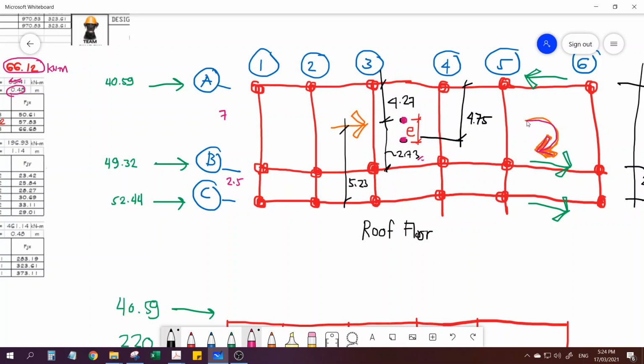With this torsion, something needs to resist. If the rotation is clockwise, the resistance must be counterclockwise. To produce a counterclockwise resistance, the direction of resistance of frames A, B, and C is this. Frame A has a resistance like this, frame B resists to the right direction, and also frame C. Right? So that the resistance is counter to the rotation. Okay.